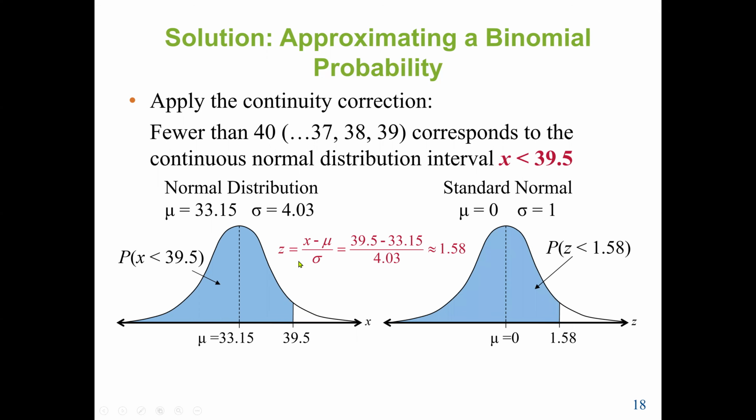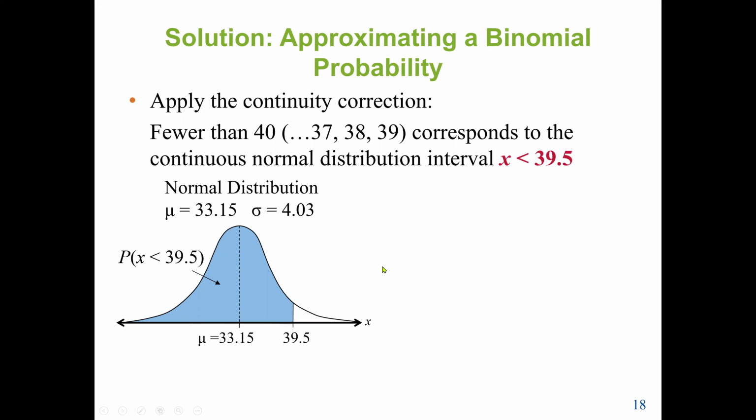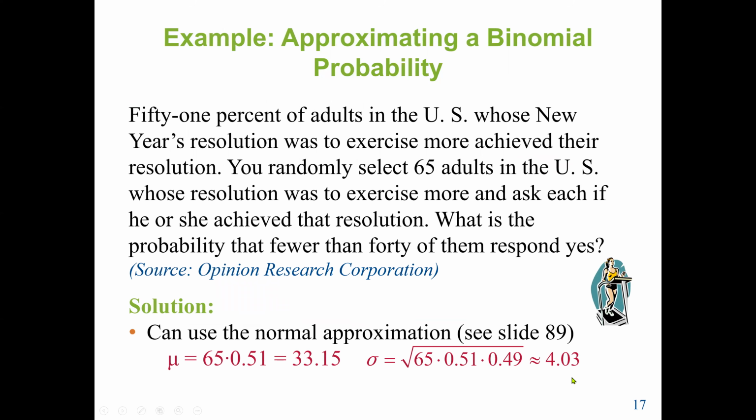So now we look for the z. Z will be x minus mu over standard deviation. Now instead of using 40, we use 39.5 minus 33.15 over the standard deviation we found in the previous slide, which was 4.03, and we find the mean to be 33.15.